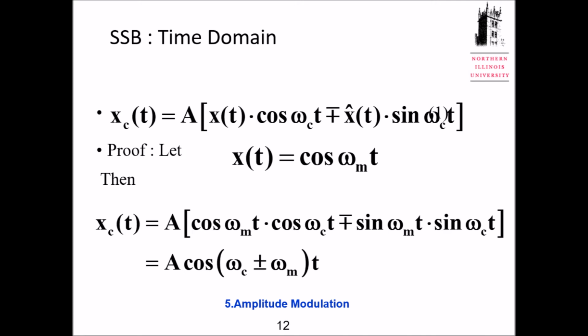We prove it when x(t) is cosine omega_m t. Substitute x(t) into equation number 1, and we have cosine minus plus sine. Now go to the table, and my answer will be cosine of omega_c plus or minus omega_m, of t. So plus we get upper, minus we get lower. Any problem?